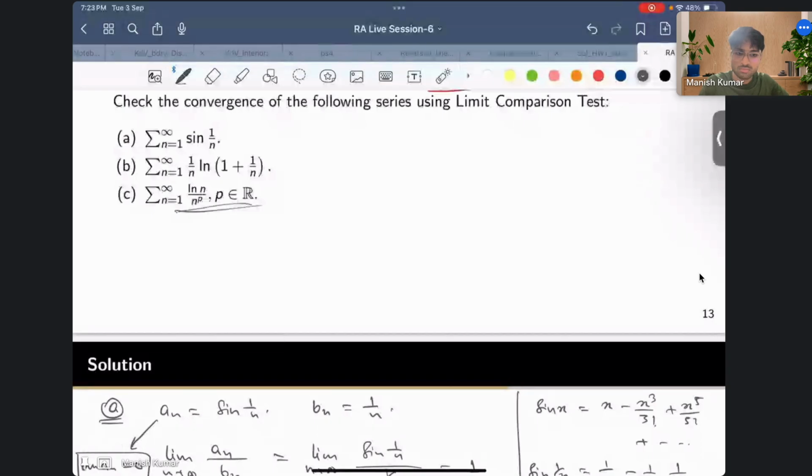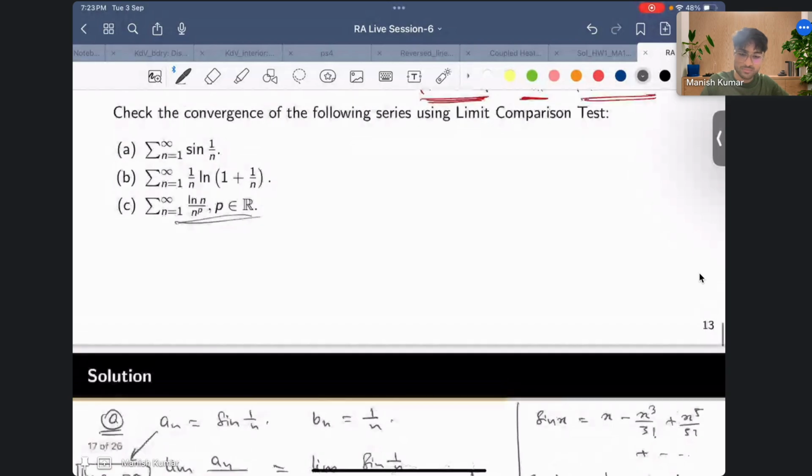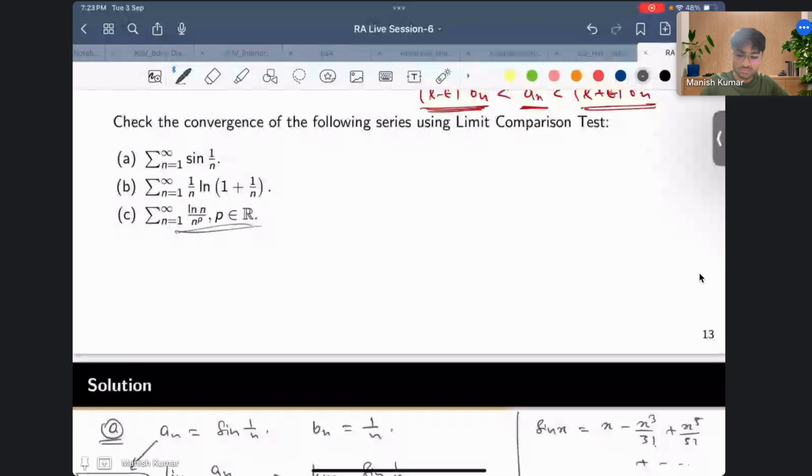Yes, sir. So there is no lagging, no? On the screen I can understand that there is some lagging, I can see, but I don't know about the voice. Voice is clear, sir. Okay.